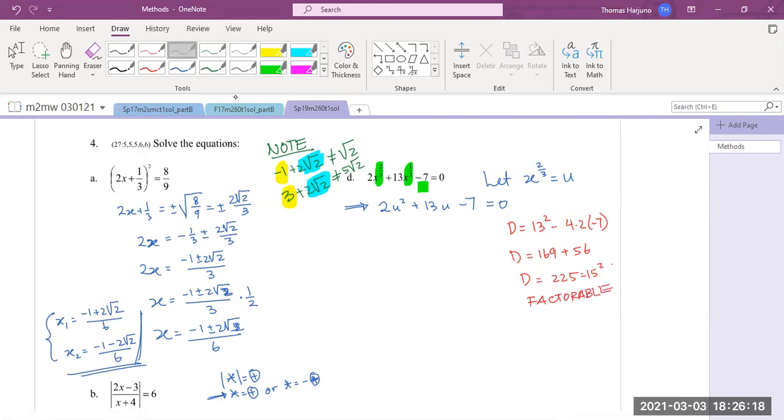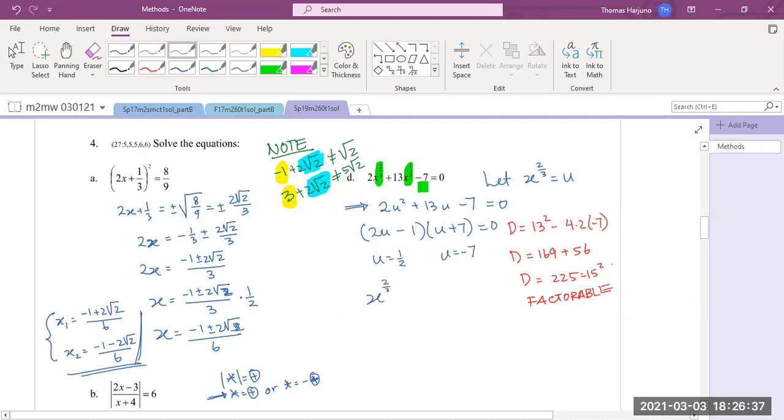Okay, this is factorable. So this is (2u minus 1)(u plus 7). So u equals 1/2 and u equals -7. Now I replace that u back as x to the 2/3.